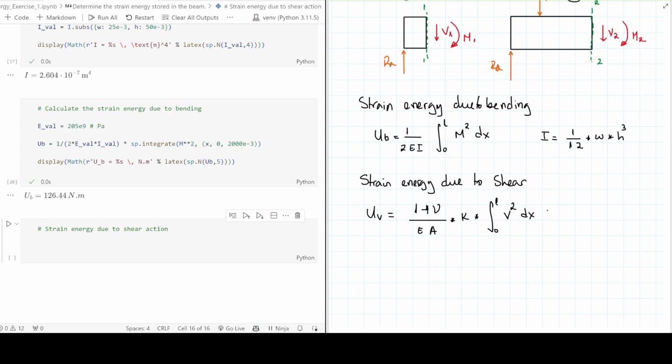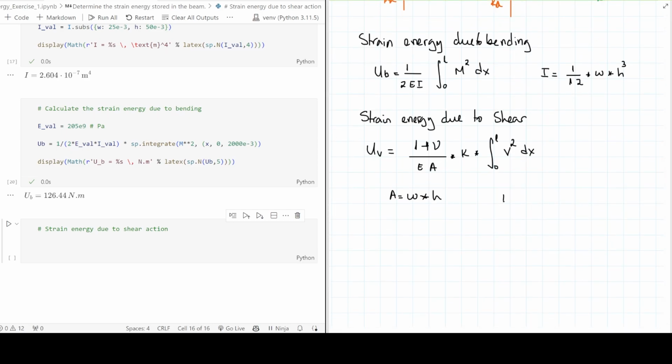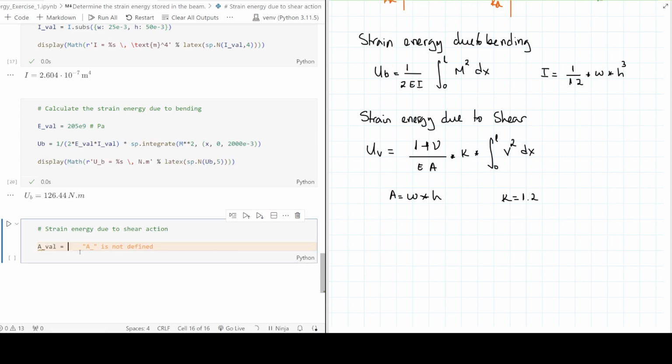Just like this. Now, one of the things I need to calculate is the area that I don't have. Well, area is pretty simple. It's just W times H, which is given here. And then the form correction factor for shear of a rectangular cross-section is 1.2. So K is going to be equal to 1.2. And let's just write it down here. So I'm going to have the area first that I don't have.